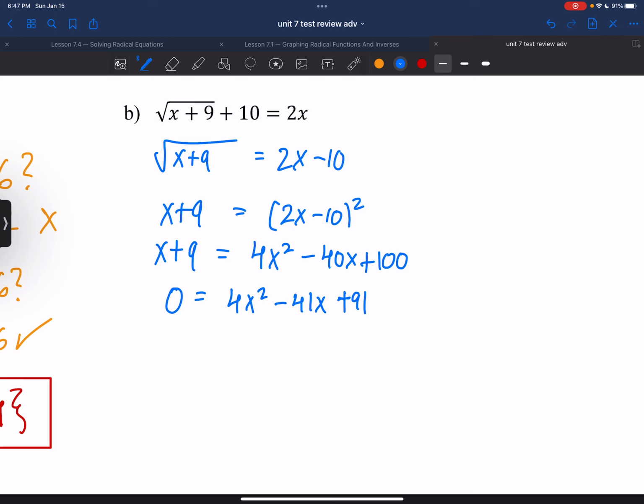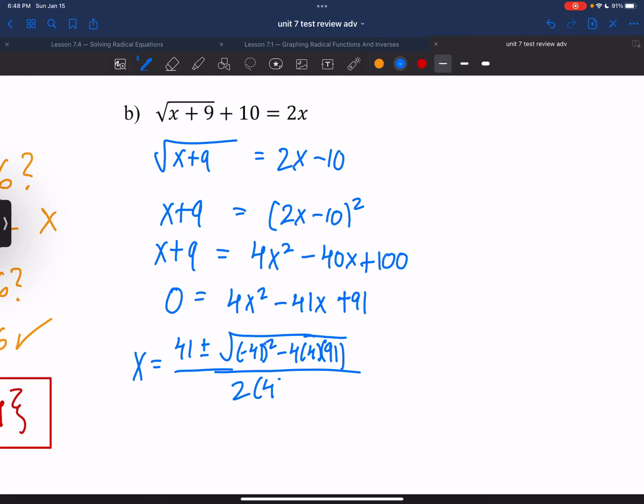So, tried and true, everybody. x equals negative b plus or minus the square root of b squared minus 4ac, all over 2a. There it is. Okay, well, I'm not doing that by hand.